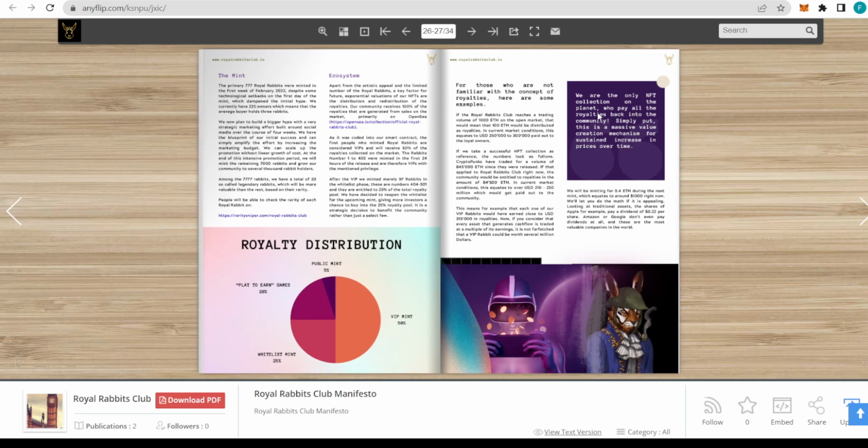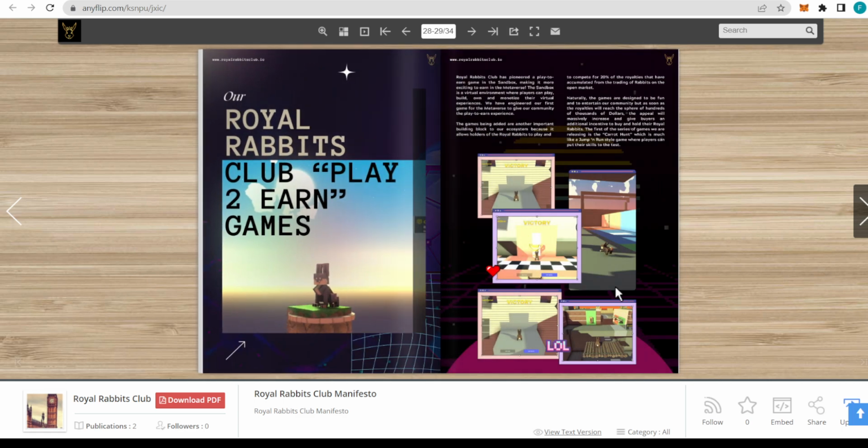ecosystem and more. So they are the only NFT collection on the planet who will pay all the royalties back into the community. Simply put, this is a massive value creation mechanism for sustained increase in prices over time. Really lovely to see that getting back royalties just for holding the NFT is definitely amazing. And a lot of people are definitely going to be appealed by it.